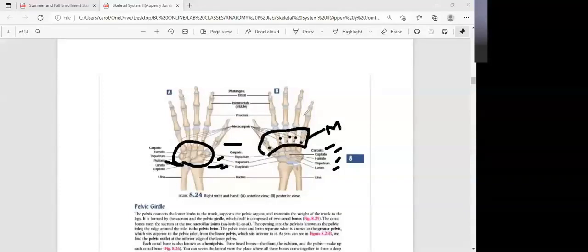In our fingers, we're going to have phalanges. You can have in here 1, 2, 3 phalanges per finger. These 4 fingers will have 3 phalanges, therefore we have in here 12 phalanges, and this is going to have 2 phalanges. For both hands, we'll have 28 phalanges.